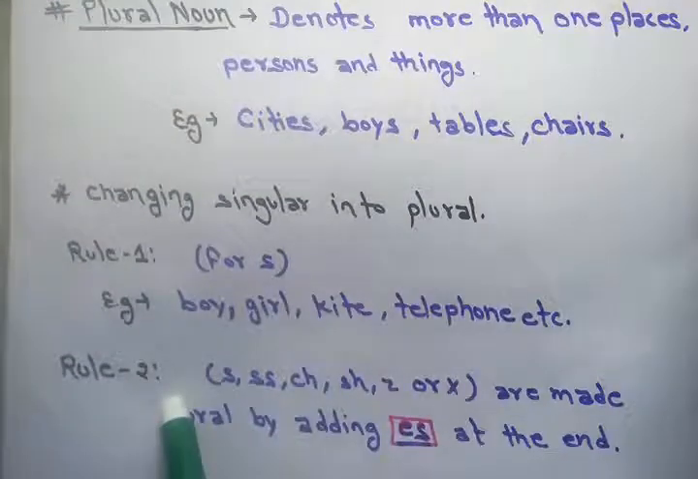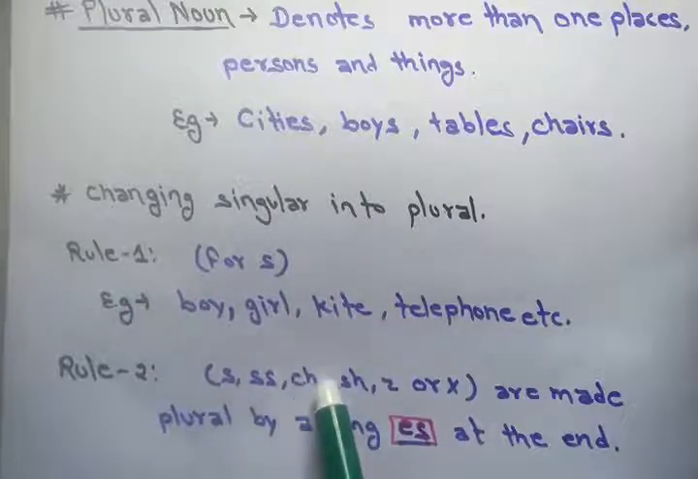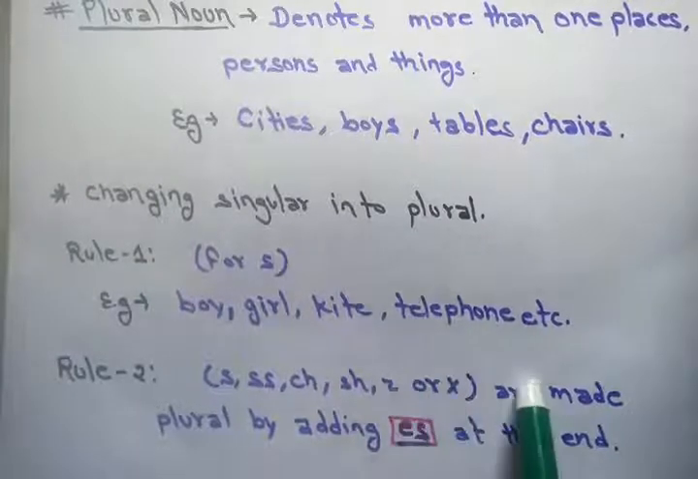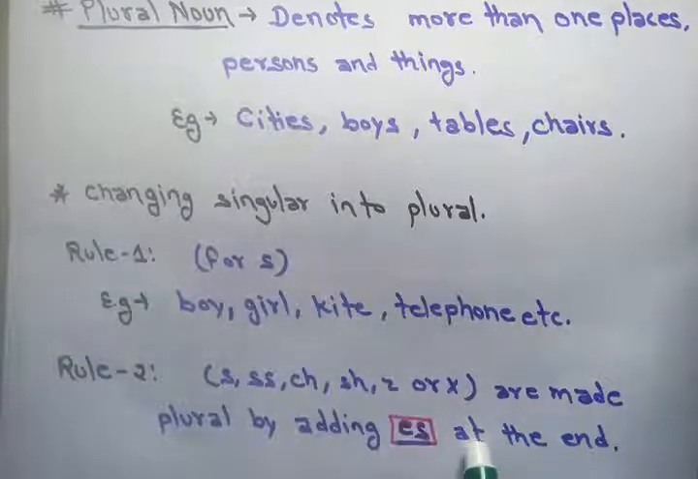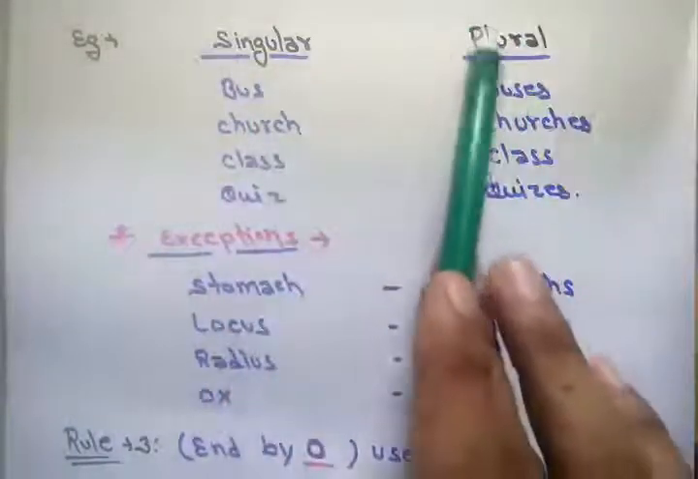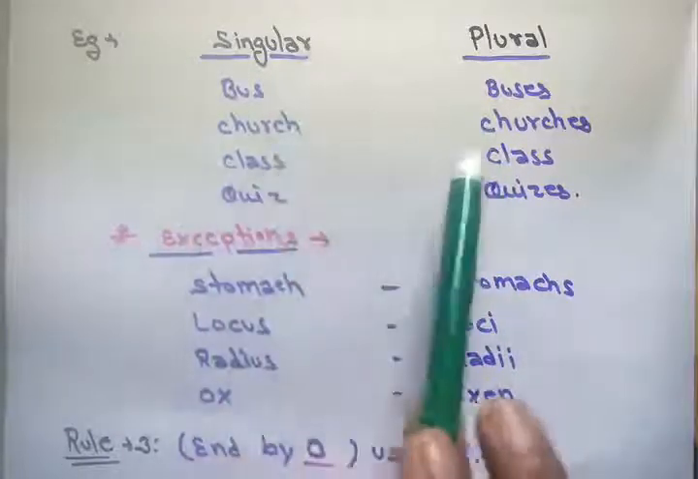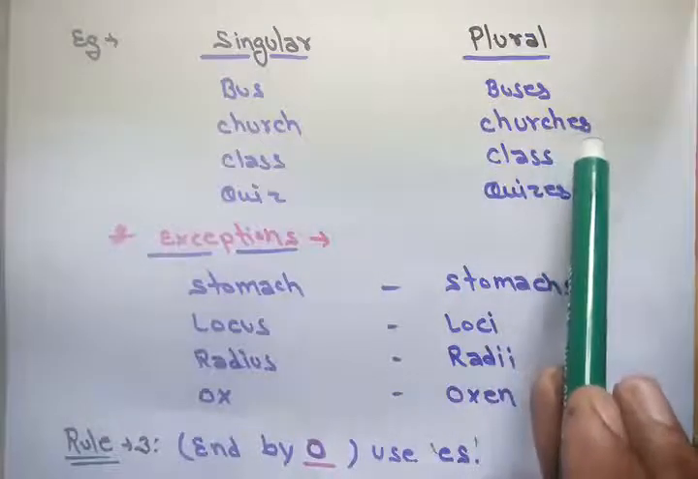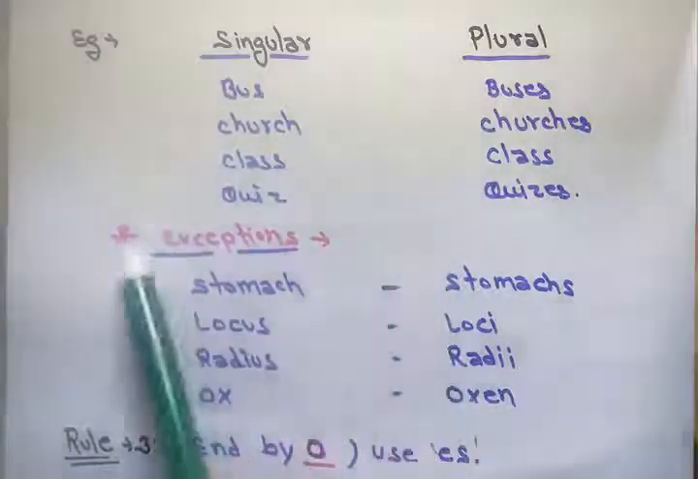And rule number two: few nouns which have s, double s, ch, sh, z, or x at the end are made plural by adding es at the end. For example, singular: bus, buses; church, churches; class, classes, es after double s; quiz, quizzes. And there are some exceptions.